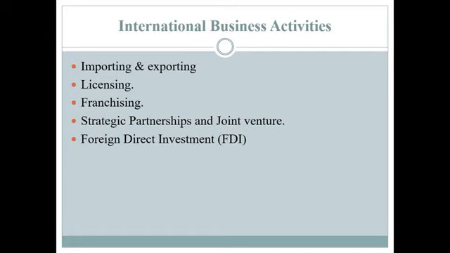So through licensing also you can go international, you can carry on international business. This is the second activity through which you can enter into international business. The third activity is franchising. Franchising is closely related to licensing.